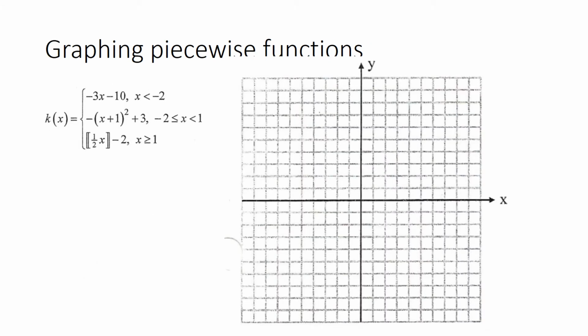Let's graph this function. So first, what we're going to do is use the values that we have here to split our graph. Remember we have -2 and 1, so we're going to split our domain. So we're going to draw a vertical line through -2, and another one through 1.